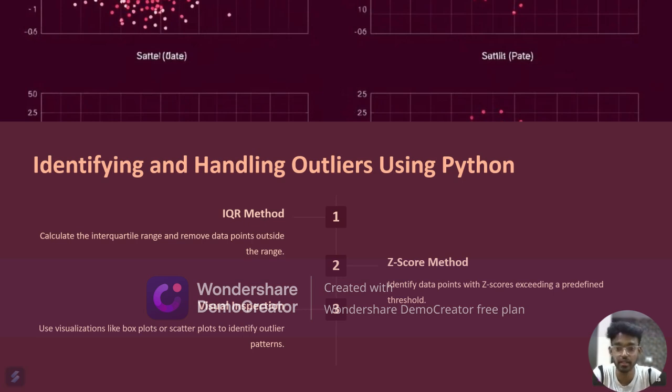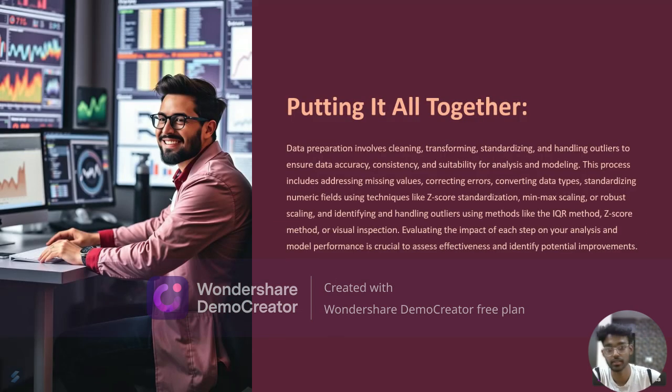Now, identifying and handling outliers using Python. There are three methods through which we can identify and handle outliers. First, the IQR method. In this method, we calculate the interquartile range and remove data points outside the range. In the Z-score method, we identify data points with a Z-score exceeding a predefined threshold. Third, visual inspection. Use visualizations like box plots or scatter plots to identify outlier patterns. Now to the next slide.